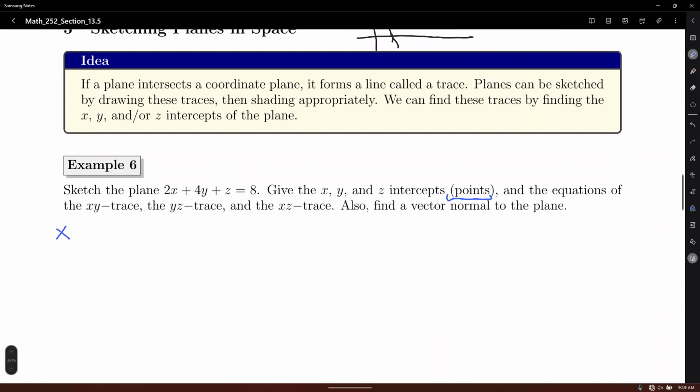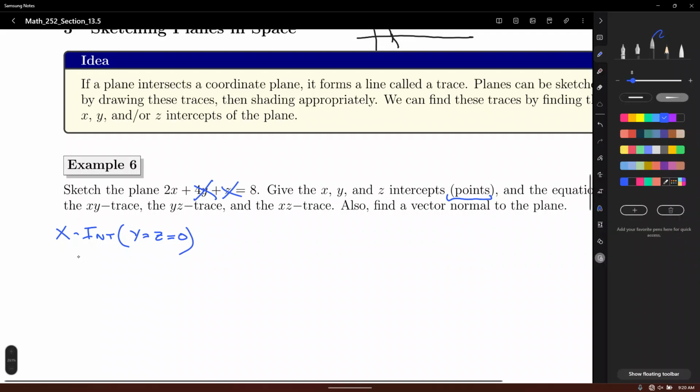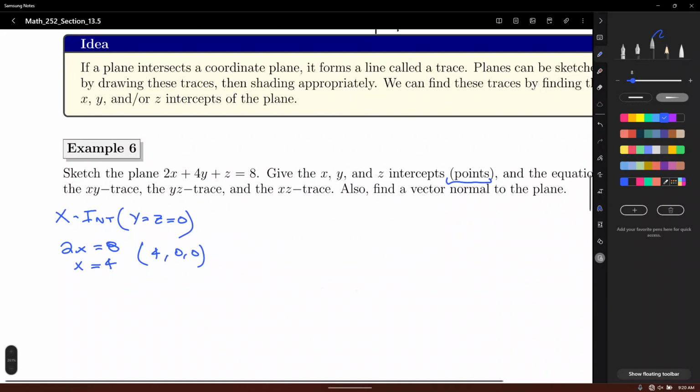So what about the x-intercept? For the x-intercept, let y and z equal 0. That means peekaboo y and z. That's going to leave us with the equation 2x equals 8, where x equals 4. So that means the ordered triple will be 4, 0, 0. Right? The y-intercept.